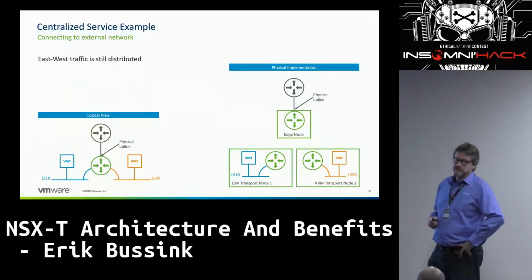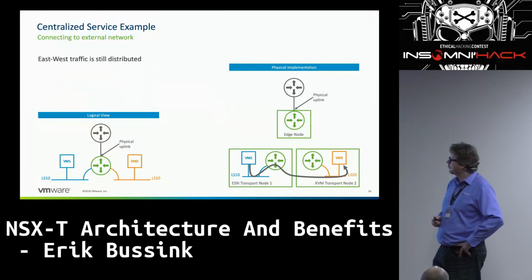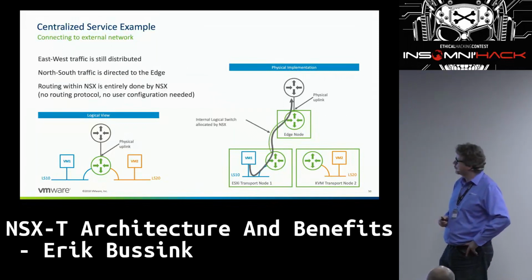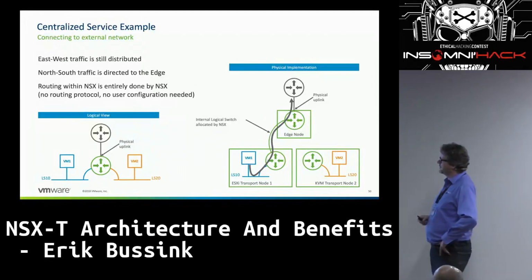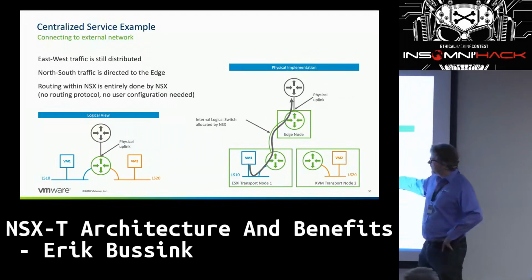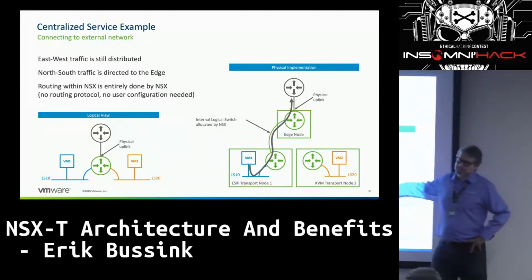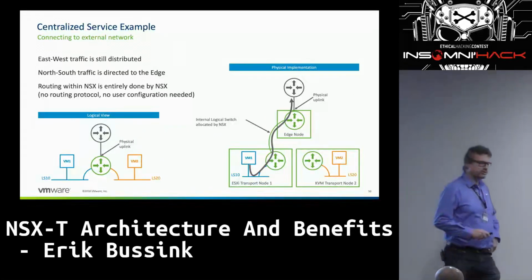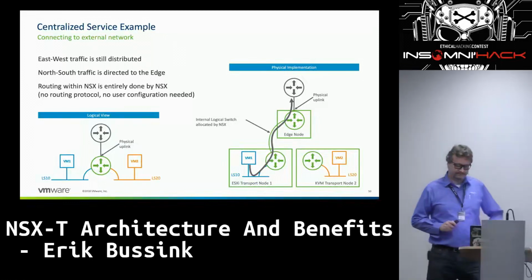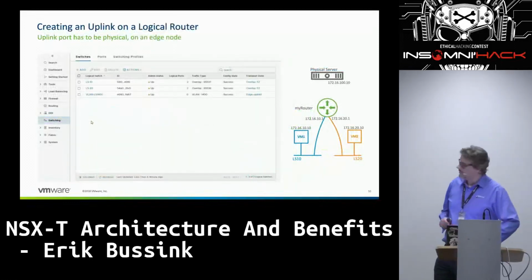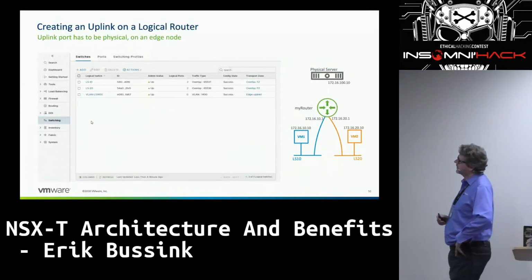So east-west traffic is always distributed, but if we want to go north-south, we're going to have to connect our routers to the edge nodes to the physical network. So we set up a dedicated internal logical connection. We take care of this management automatically for the traffic. So let's see again how we do this.